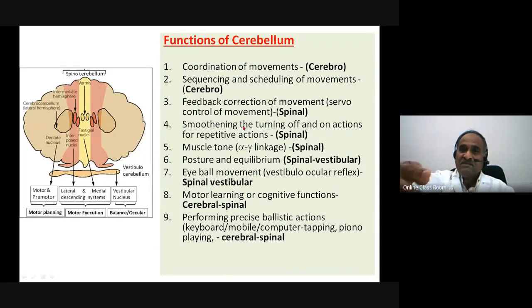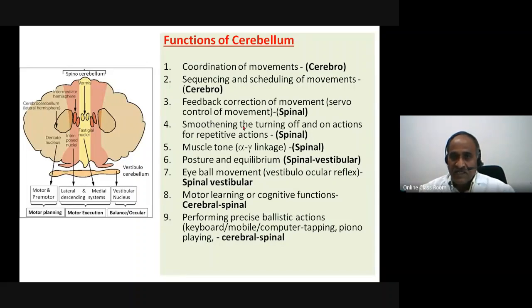Then the smoothing of movement and turning off and on of the movement. Smoothing of the movements: I just reach there, put the finger there, and then I reach back. Very smooth. Our actions are very smooth. Whenever I am writing, I just keep doing everything. All our actions are smooth, and there is no overshoot or undershoot.